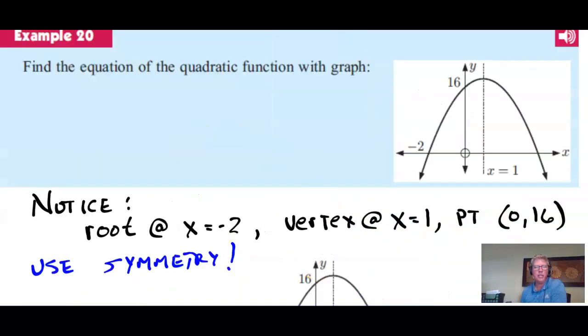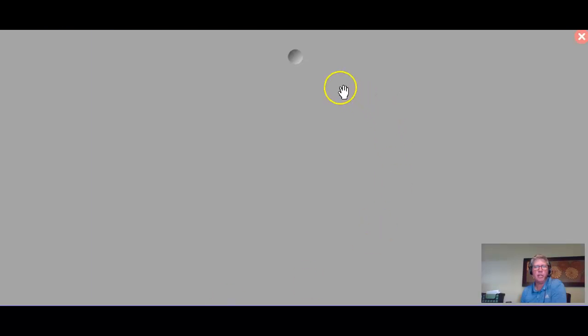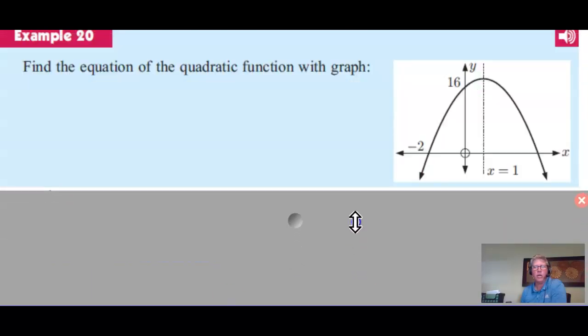All right. So in this next example, I don't want you to look at the writing. I want you to think. Always think what you know first. Well, I know a root. That's awesome. It looks like this is the y-intercept. So instead of saying the y-intercept is 16, I'm going to say it goes through the point 0, 16. That's pretty powerful.